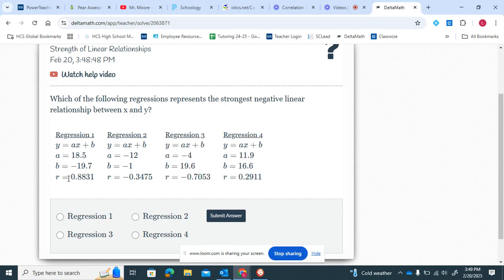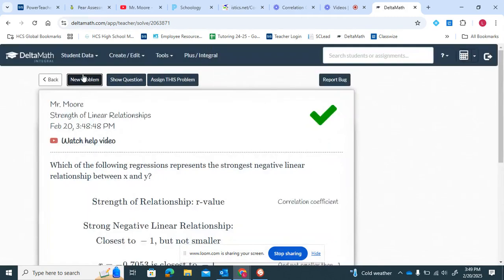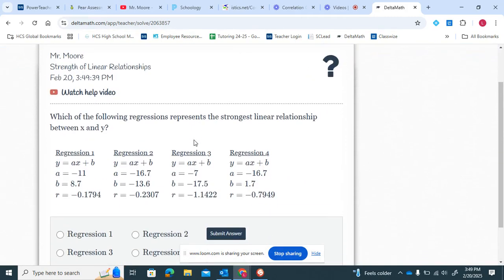Regression 1 is positive, so that can't be it. Regression 4 is positive, so that can't be it. So you're between 2 and 3. But 2 is closer to 0, and 3 is closer to -1. So it has to be regression 3 that is the strongest negative. And that's what you do for every single one.